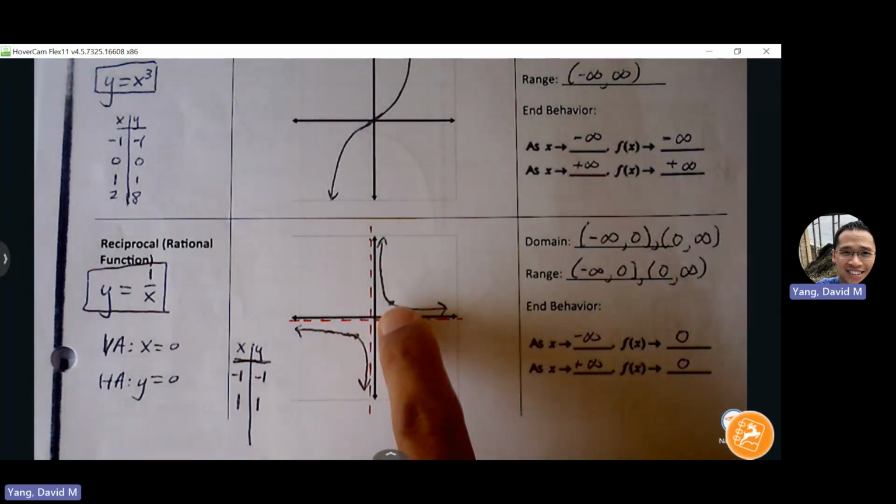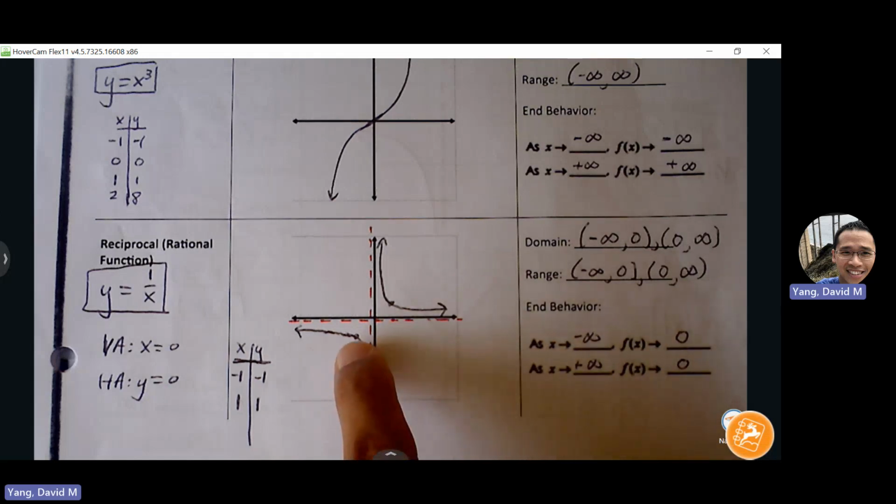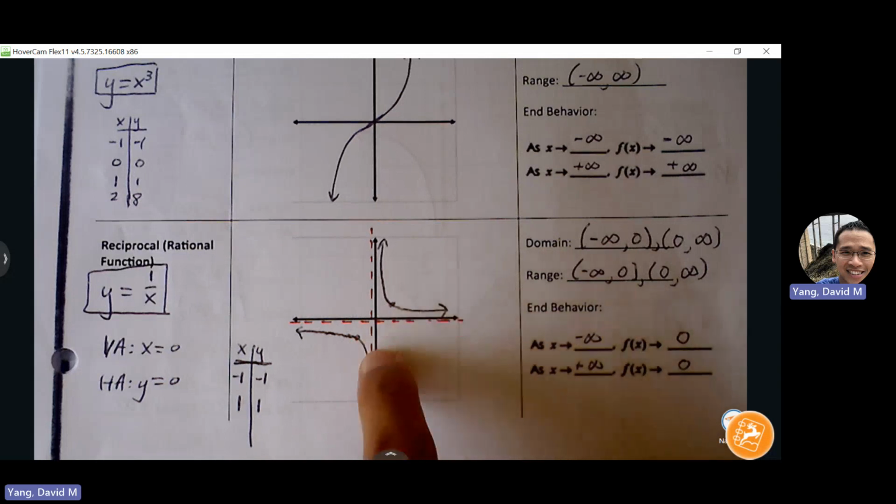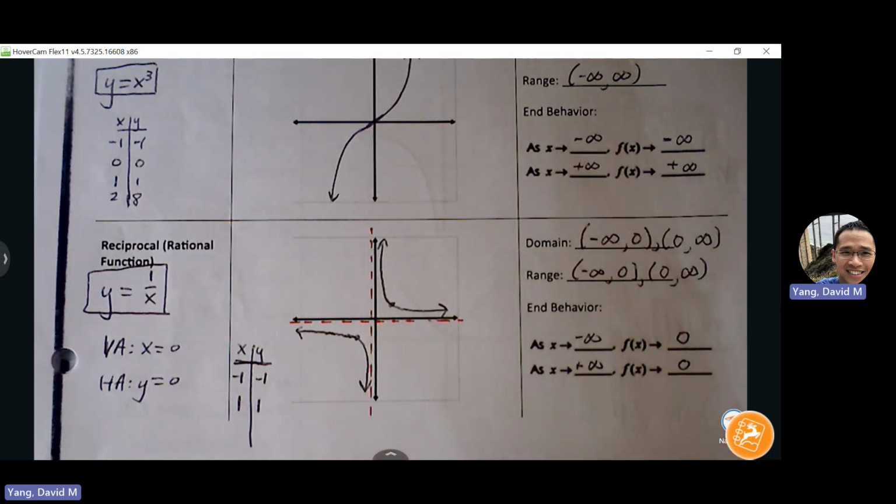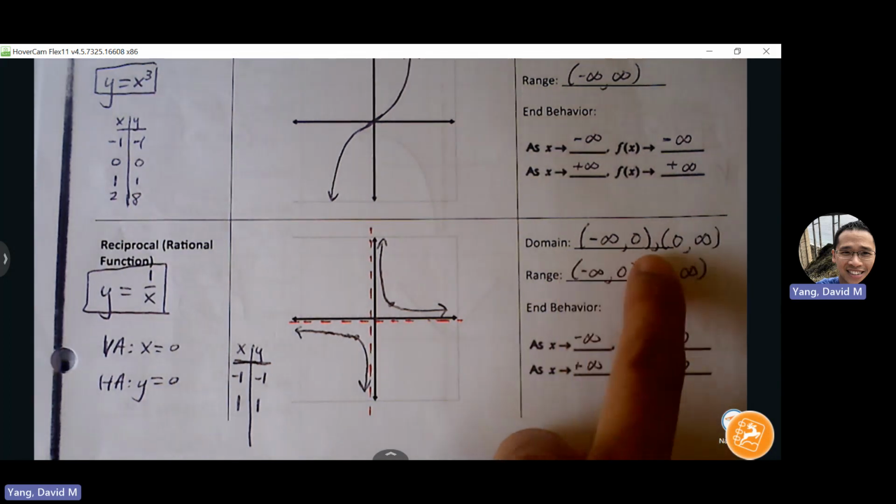And if I choose points on either side, if I plug 1 in, I'll get ordered pair 1, 1. If I plug -1 in, I'll get -1, -1. And as long as we know some target points, we know how the graph's going to look, right? Because we know our graph is going to curve towards the asymptotes, and it's going to move towards the asymptotes as we move away from the origin.